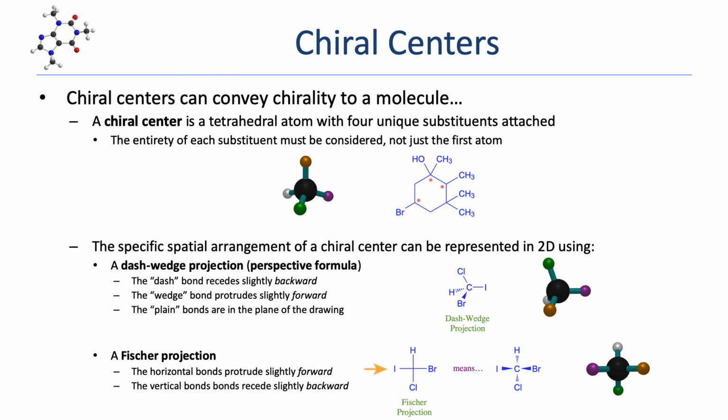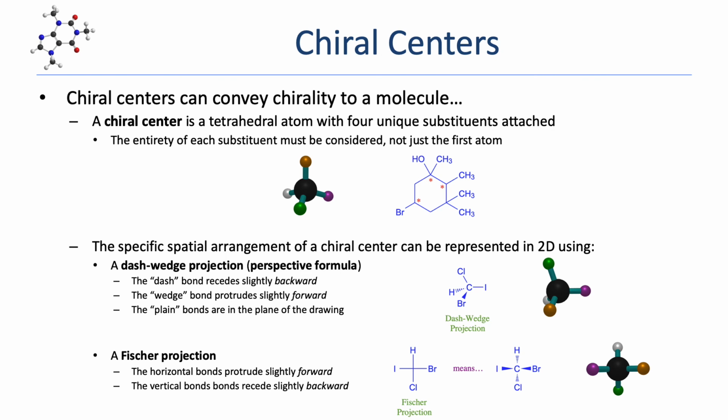So here's a Fischer projection. What this is representing is the same shape as this 3D model. You can see that in this model, looking at it head on like this, we have 2 groups, the horizontal groups, that are coming out at us. And then we have 2 other groups, the vertical aligned groups, which are fading back a little bit. And that's exactly what a Fischer projection does.